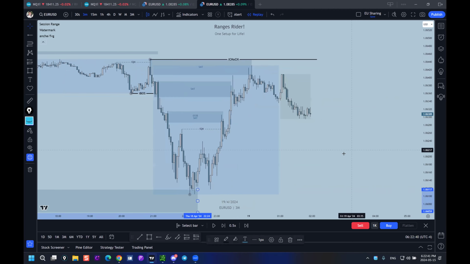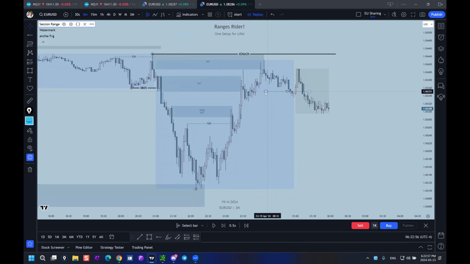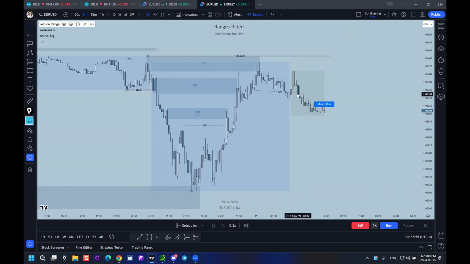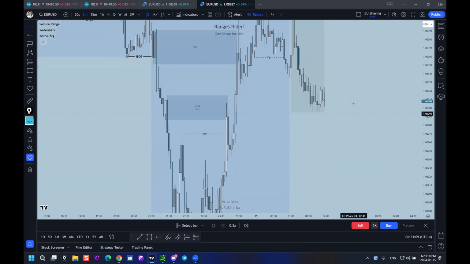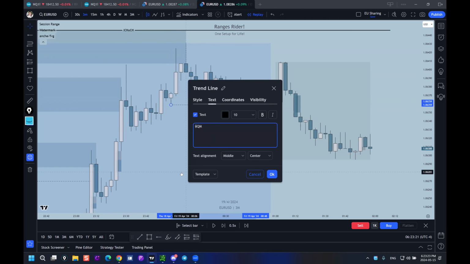So let's find some range. If this is the low and this is the QM, can you see the QM? Wait, no, this one took the high and took the low. This is valid. So this is not the IQM, this is a QM. Now this is the IQM, the internal QM.